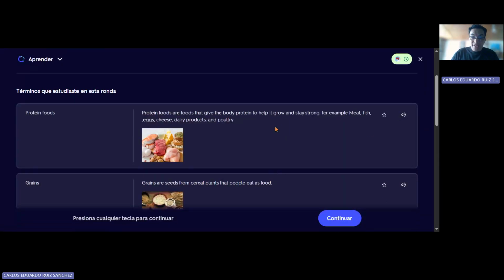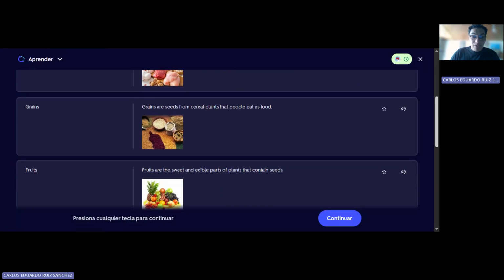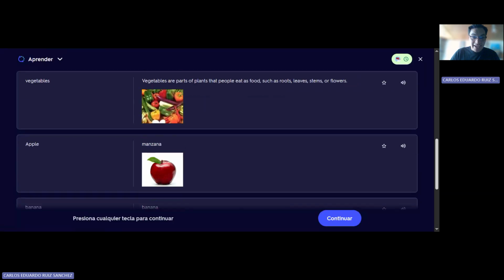Yes, so now, this is the first step, you can hear, read, or select your best. Protein foods. Protein foods are foods that give the body protein to help it grow and stay strong. For example, meat, fish, eggs, cheese, dairy products, and poultry. Here you can practice the pronunciation of those elements.